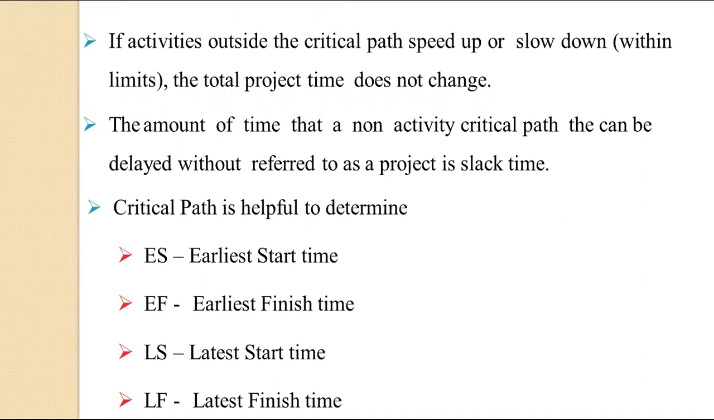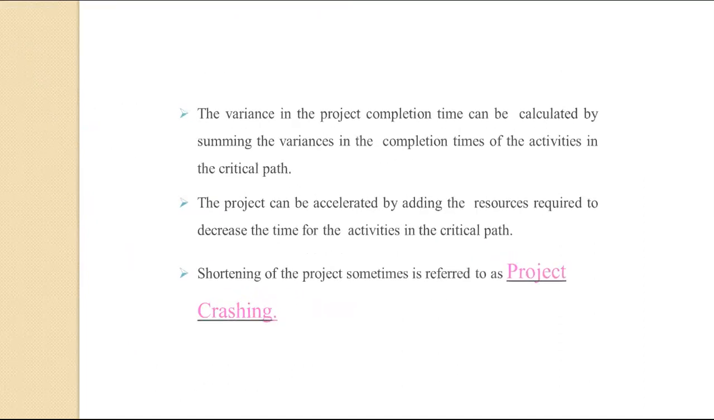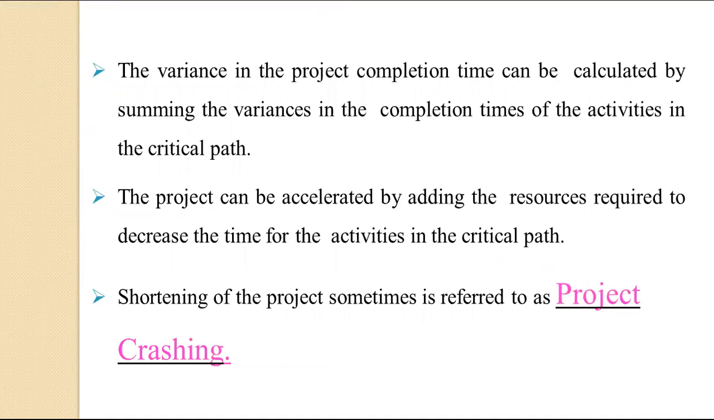Here the variance in the project completion time can be calculated by summing the variances in the completion time of the activities in the critical path. The project can be accelerated by adding the resources required to decrease the time for each activity in the critical path. Shortening the project this way is sometimes referred to as project crashing. Then we need to update the PERT charts as the project progresses.